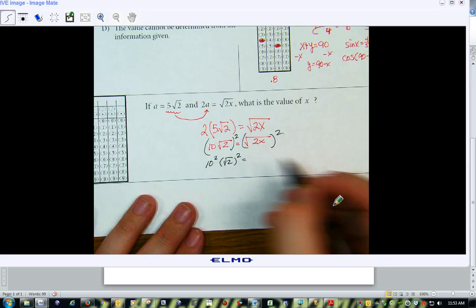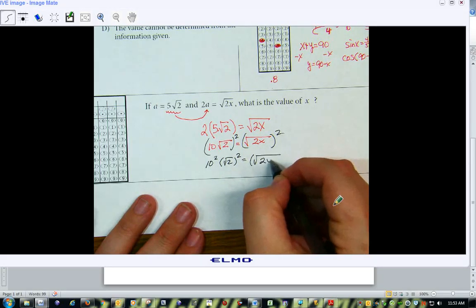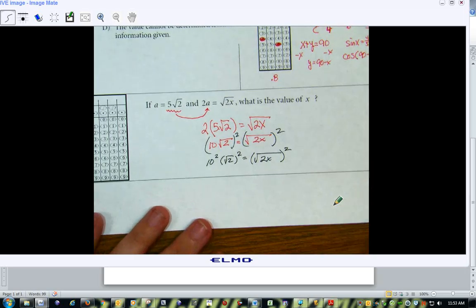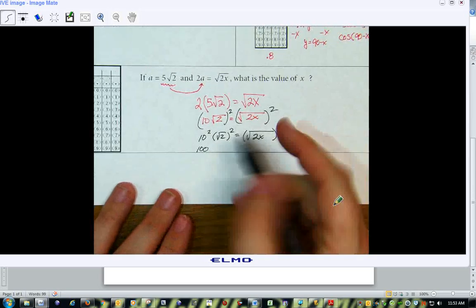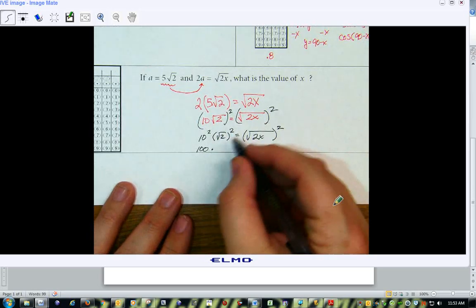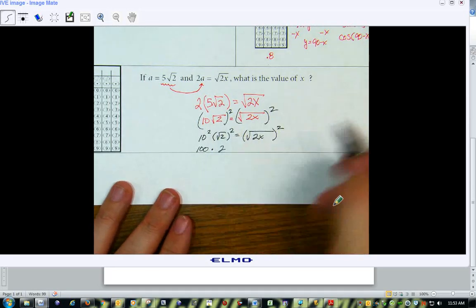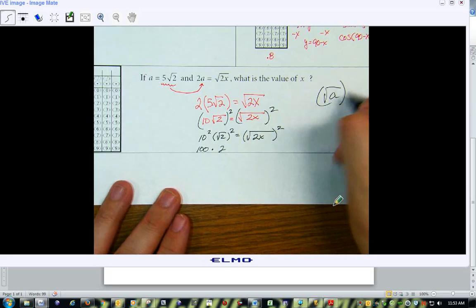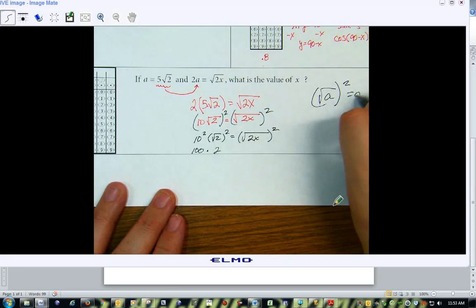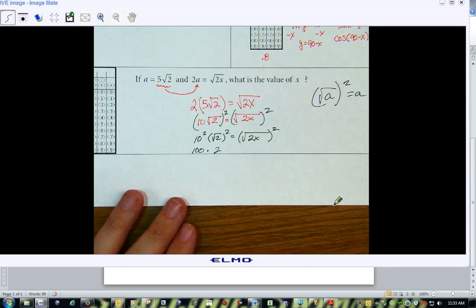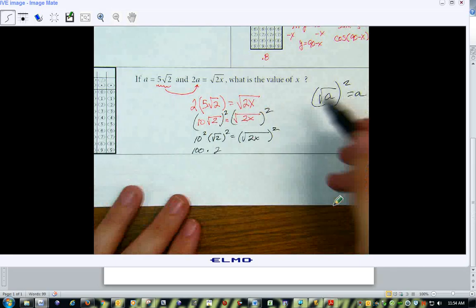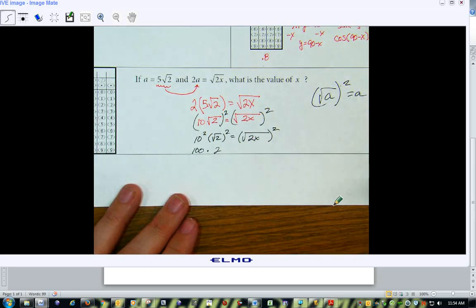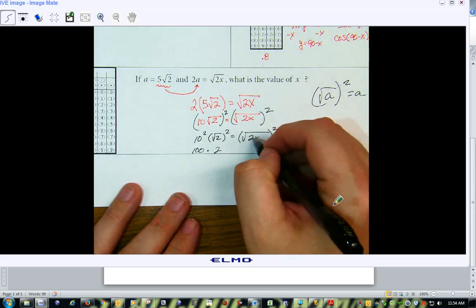What's 10 squared? 100. What's the square root of 2 squared? 2. If you have the square root of a squared, it's equal to a. It's like adding and subtracting. If you add 3 and subtract 3, you get back to the same number. If you take its square root and then you square it, you get back to the same number. Now what's the square root of 2x quantity squared? What happens with the squared and the square root? They go away and I'm left with 2x.